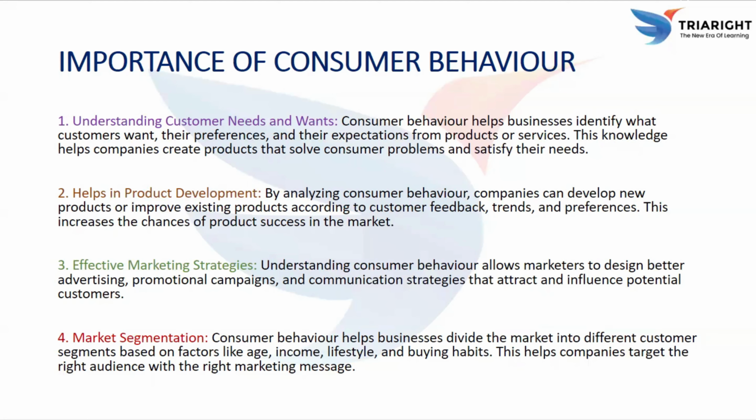Market segmentation. Consumer behavior helps divide the market into groups based on age, income, lifestyle, and habits. The types of segmentation are demographic, which comes under age, gender, income, and occupation. The second one is geographic, which is urban and rural, and country or region. Psychographic, which is lifestyle, personality, and values. Behavioral, which comes under brand loyalty, usage frequency, and benefits sought.